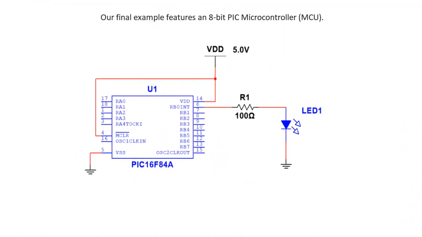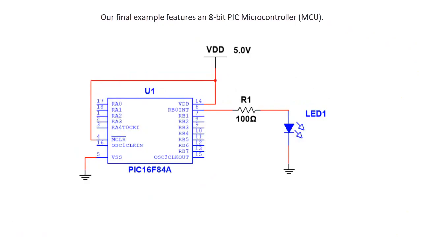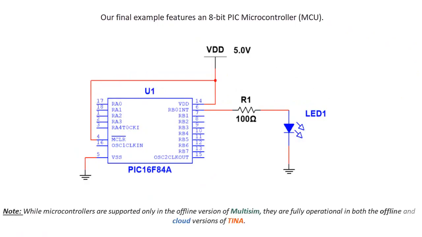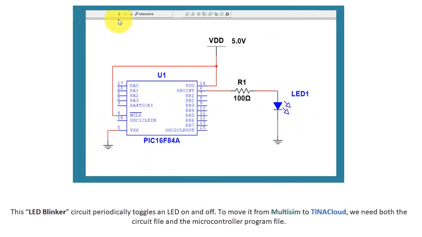Our final example features an 8-bit PIC microcontroller. Note, while microcontrollers are supported only in the offline version of Multisim, they are fully operational in both the offline and cloud versions of TINA. This LED blinker circuit periodically toggles an LED on and off. To move it from Multisim to TINACloud, we need both the circuit file and the microcontroller program file.